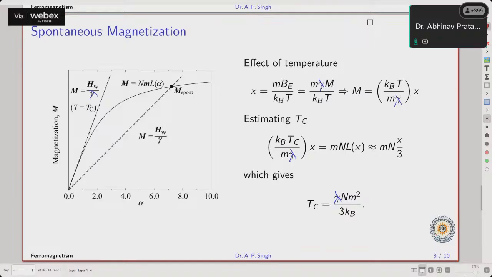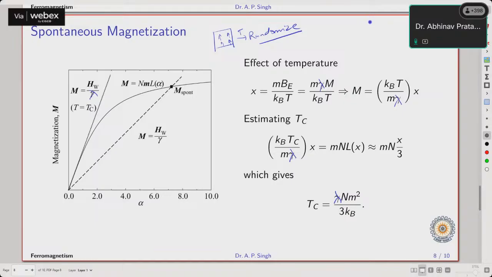And what is the effect of temperature on spontaneous magnetization? Naturally, what we expect is that if you have a material which has some spontaneous magnetization, and you increase the temperature, there will be some randomizing effect. If you increase T, that will randomize. So our natural expectation is that the magnetization should go down. But let us see how we can do that.